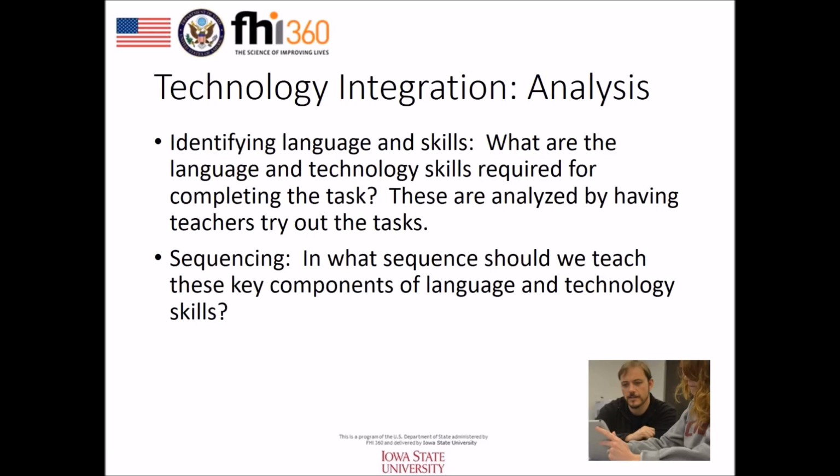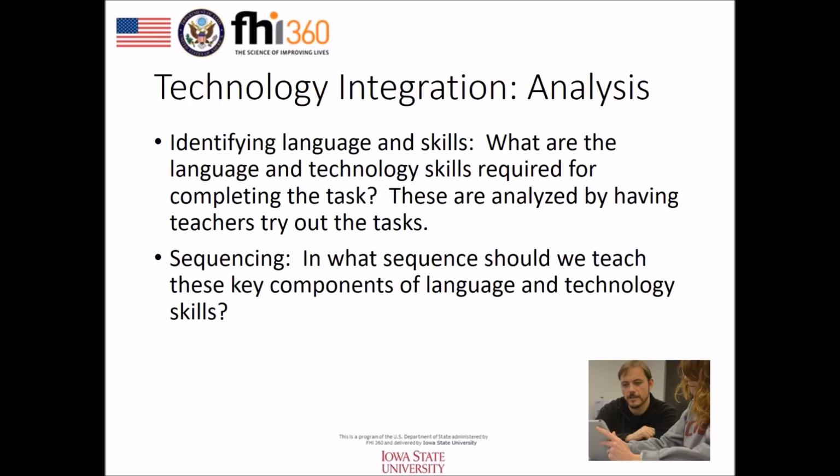The next 2 steps I would call analysis. Identifying language and skills. What are the language and technology skills required for completing the task? These are analyzed by having teachers try out the tasks. This is a really important aspect of the process because the teachers develop the assessment tasks and then they actually do the assessment tasks themselves. This produces some very concrete knowledge about what's needed to be able to do these tasks, both with respect to language needs and the technology skills that are needed.